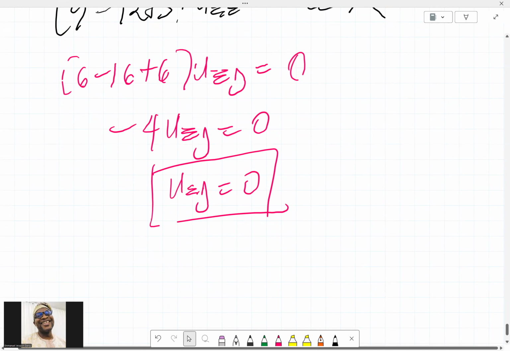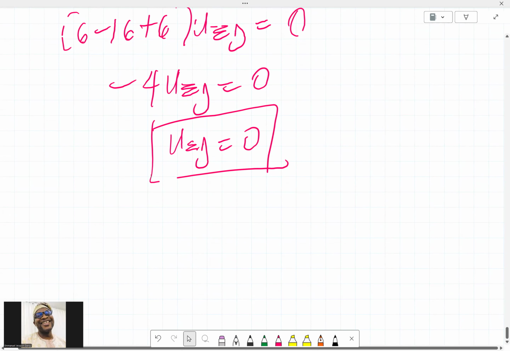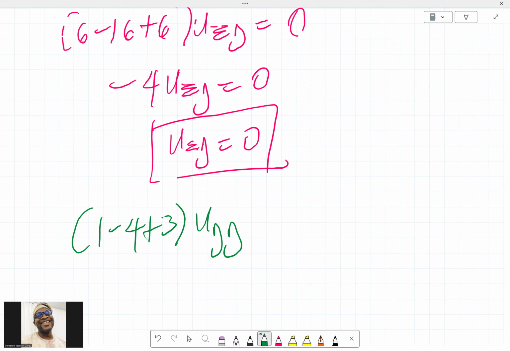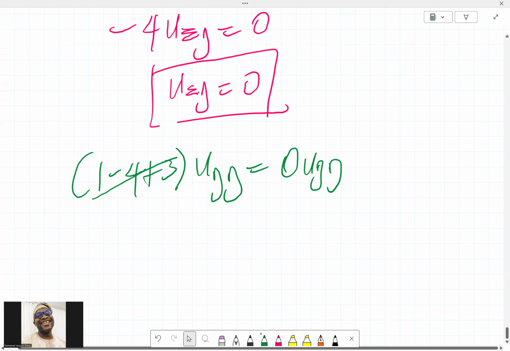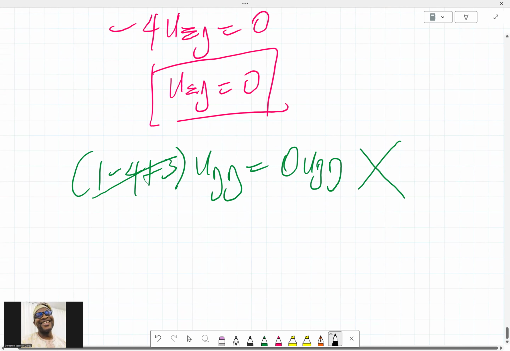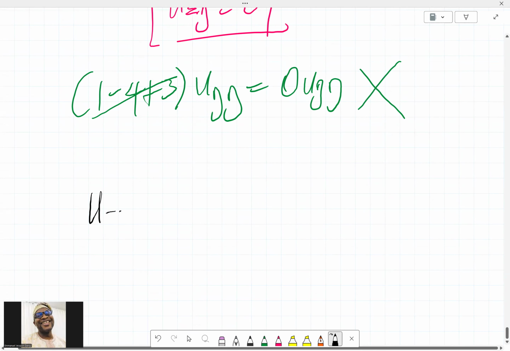The other one is u eta eta. For u eta eta, we have 1 minus 4 plus 3 u eta eta, so this is 0 already, just like the u psi psi was 0. We couldn't get anything out of that, so this is also out of it. So the only tangible thing we get out is the fact that u psi eta is equal to 0.